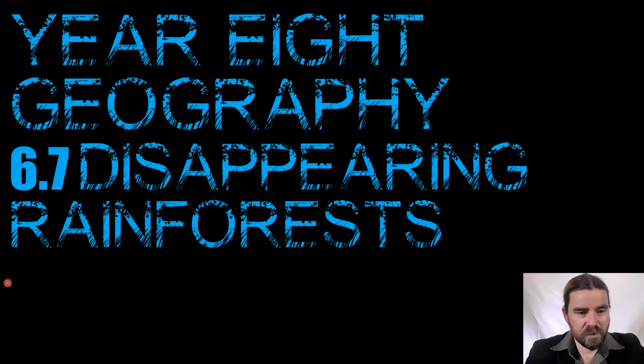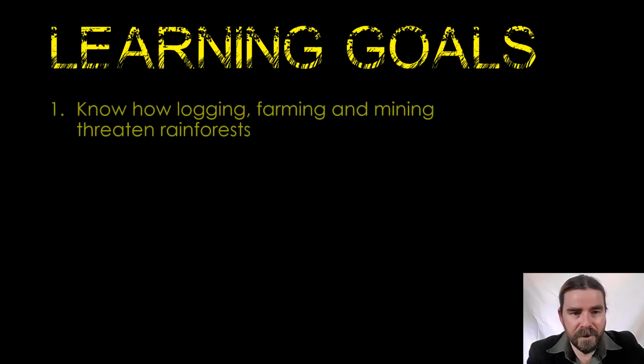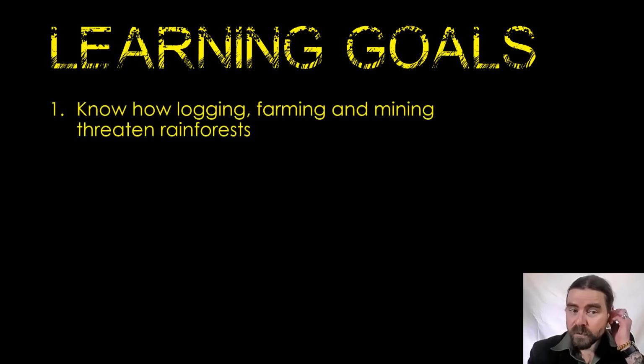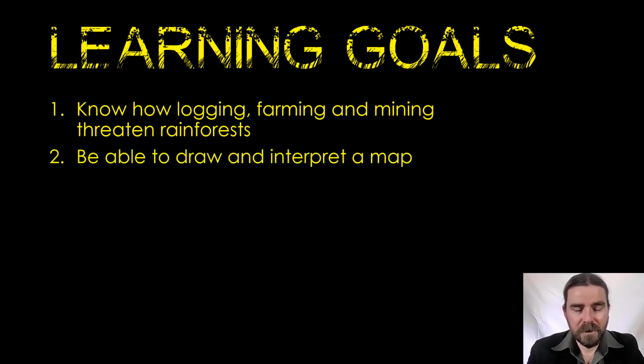It is time to talk about the rainforests and how they're disappearing. Sad, very sad. Some learning goals: you're going to know the three main threats to rainforests: logging, that's straight up cutting it down for the wood, farming, and mining. And you're going to be able to draw and interpret a map. Yeah, you're going to draw your own map, and then you're going to interpret it.